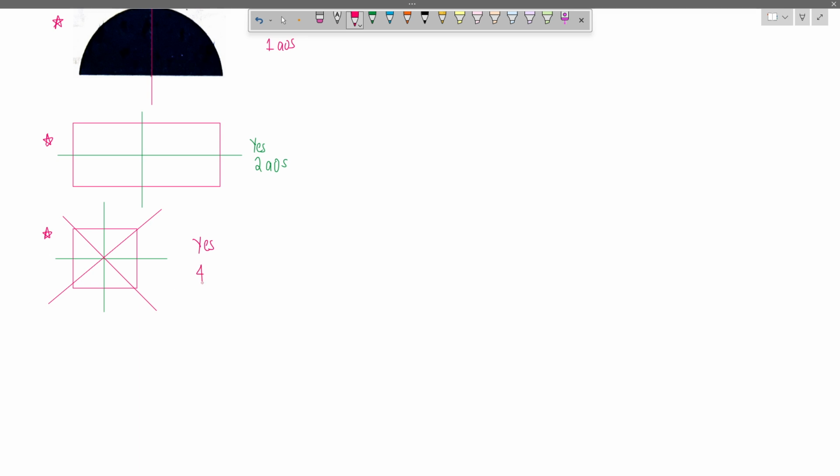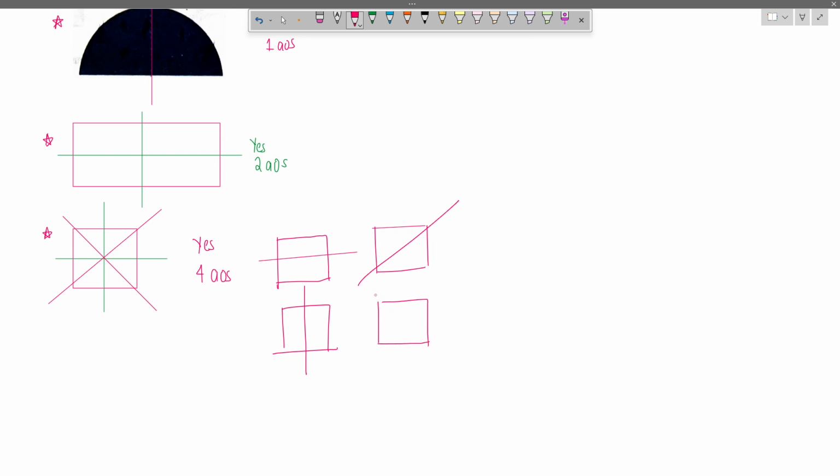axis of symmetry. So we can draw it separately if you're having a hard time imagining. So our first square, so first axis of symmetry, second axis of symmetry, and then we have the diagonals. So here and then the other. So in total, we have four axis of symmetry.